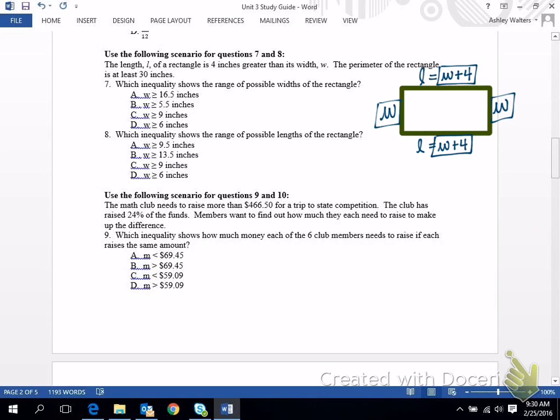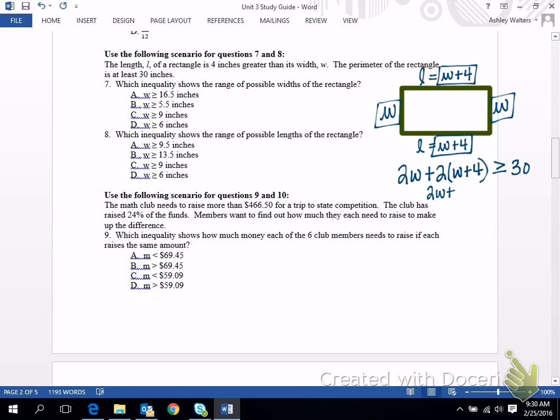So now in 7, which inequality shows the range of possible widths for the rectangle? So we're talking about perimeter. In order to do so, we've got two W's, and we've got two sides that contain W plus 4, because that's our lengths and our widths. And we know that the perimeter is going to be at least 30 inches. So that's going to be greater than or equal to 30. Now we have an inequality that can be solved.